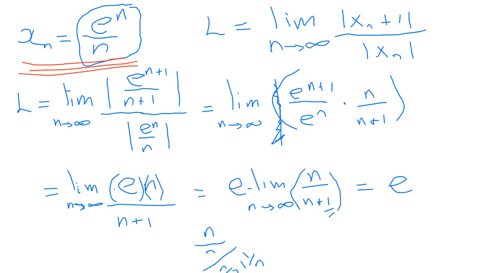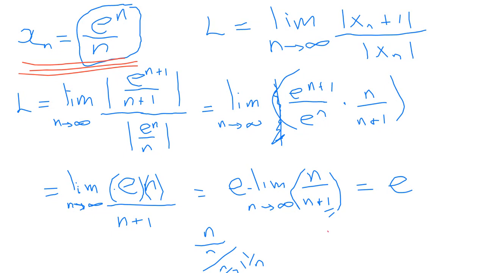So back to the question. Given that L is equal to e, I think Michaela was going through it. What can we say about the ratio test for this sequence? Anybody? Sir, it is unbounded. Good. So the sequence diverges because the limit is greater than 1. Of course, you know that e is greater than 1. So that means that this sequence diverges.